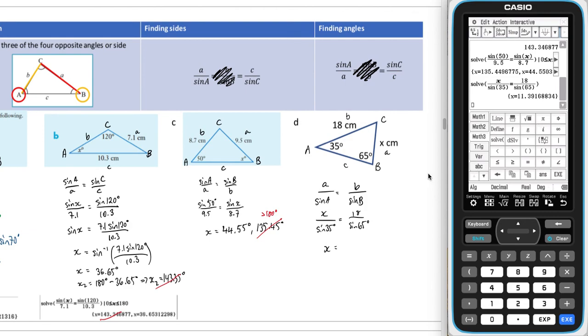Okay, so this is our video concluded here, looking at the sine rule, finding both angles and sides, and also looking at the ambiguous case, a good thing to note when using the sine rule.